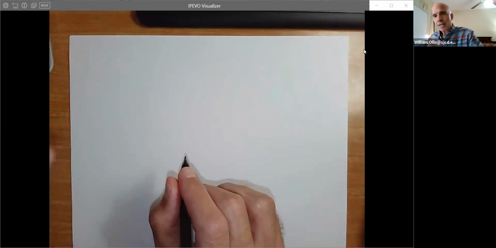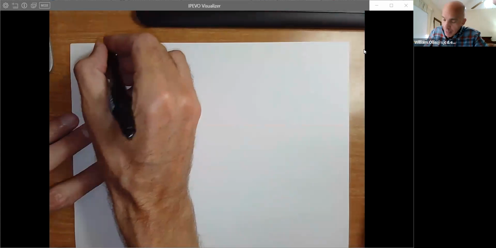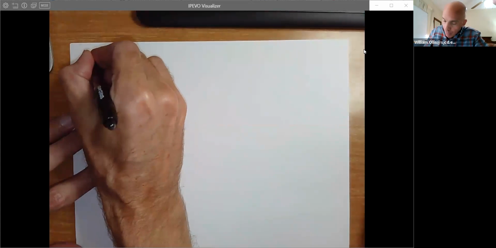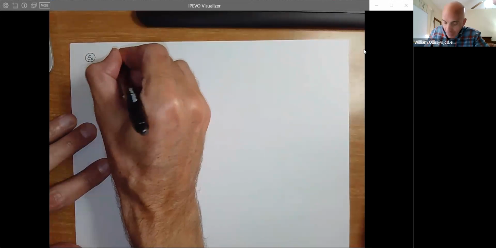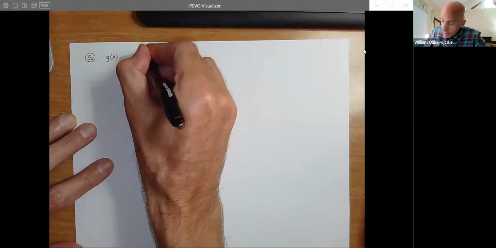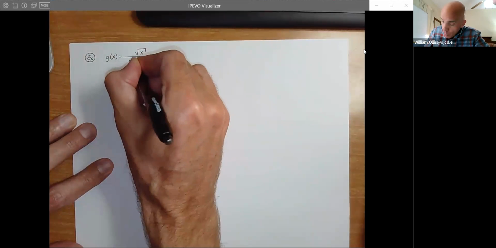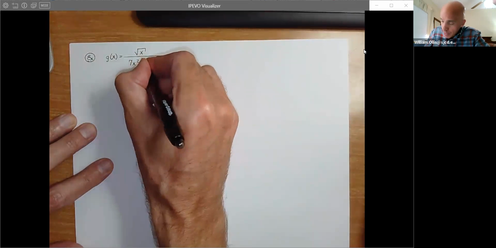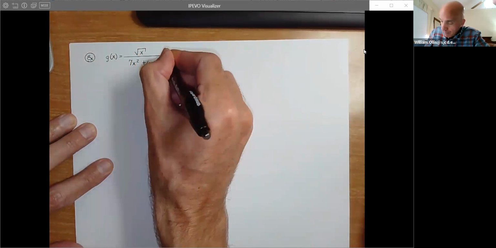Now, what I wanted to do is an example where we compute a domain that has both a radical, an nth root, and division by 0. So again, this is a good WebAssign problem. So we have g of x equals, in this case, the square root of x, and downstairs we have 7x squared plus 6x minus 1.